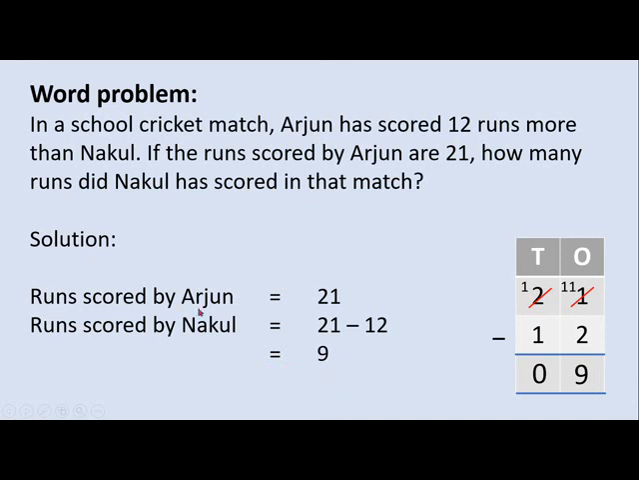Runs scored by Arjun was equal to 21. So like this, you need to understand the given word problem and list the given numbers or data as I have shown here. After that you should write the numbers in place values column as shown here, and then you subtract, regrouping the numbers if required.